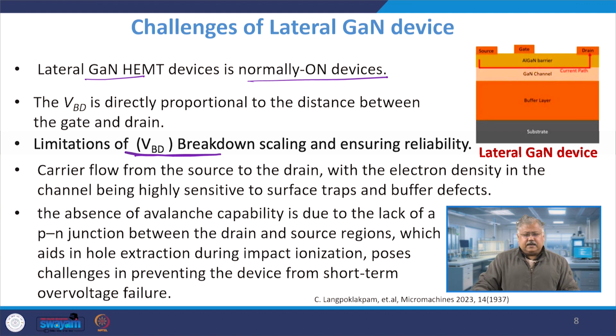Now the problem is that since the charge carriers are moving from source to drain, the channel itself is highly sensitive to surface traps and buffer defects. If you see, you have a buffer layer at the bottom, right? This is the buffer layer at the bottom. Now the property of the buffer layer will affect my GaN layer as well. Since the active layer is the GaN channel layer, any variation in the buffer layer stoichiometric configurations will result in surface traps and buffer defects within the gallium nitride channel. There will be a large change.